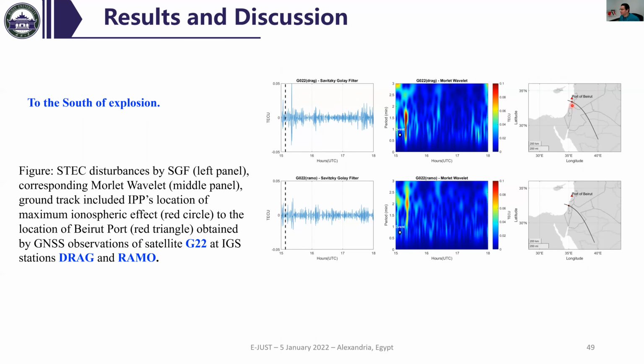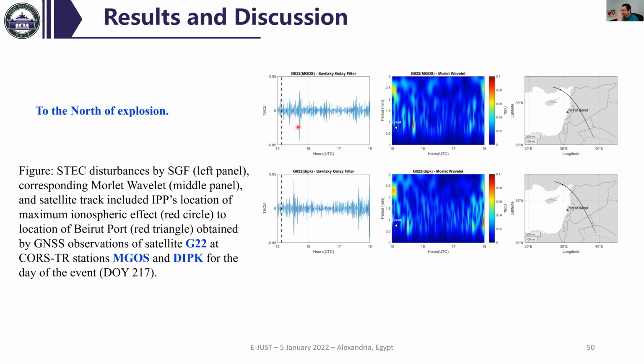For the north part of the explosion, we can see the disturbance is delayed. It's about 21 minutes after the explosion. This is because the station was in Turkey and far away from the explosion.